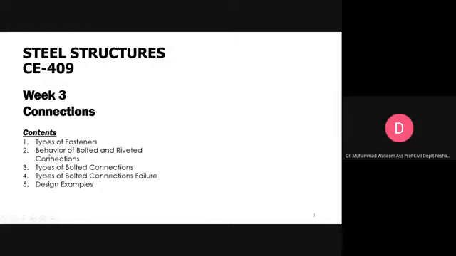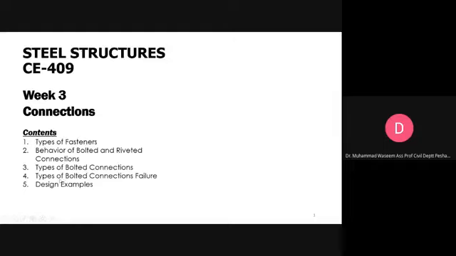Then we will discuss the behavior of bolted and riveted connections. We will not cover welds in this class. We will cover welds in the coming class. Then mostly we will talk about the bolted connection in this class and their design, like what the different types of bolted connections are.